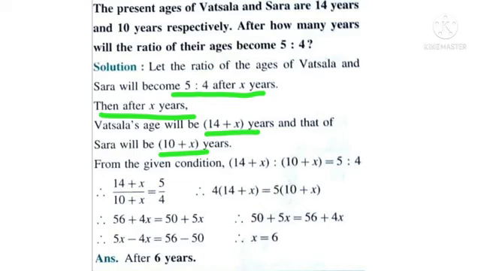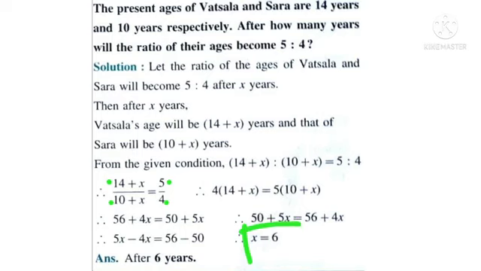Now what is the given condition? After how many years their ratio becomes 5:4? So after x years their ratio becomes 5:4, we suppose. So you write 14 plus x upon 10 plus x is equal to 5 upon 4. You cross multiply: 4 into 14 plus x is equal to 5 into 10 plus x. You simplify this, you get the value of x as 6. So after 6 years, their ratio becomes 5:4.